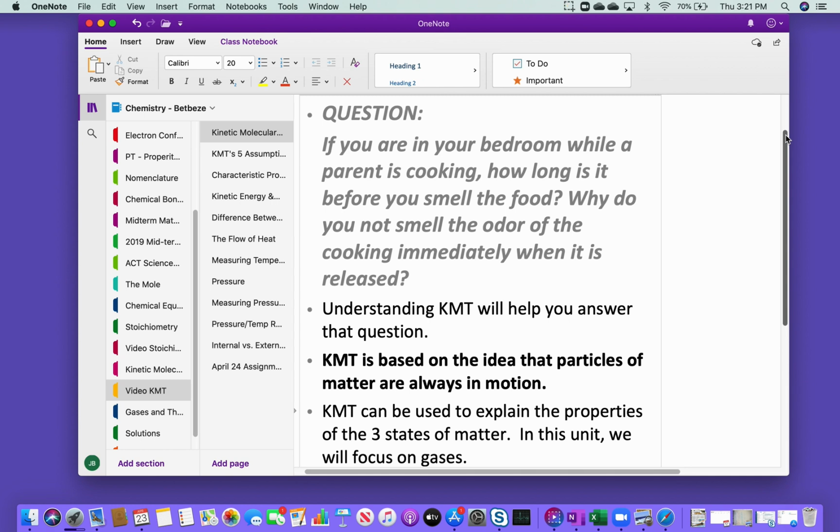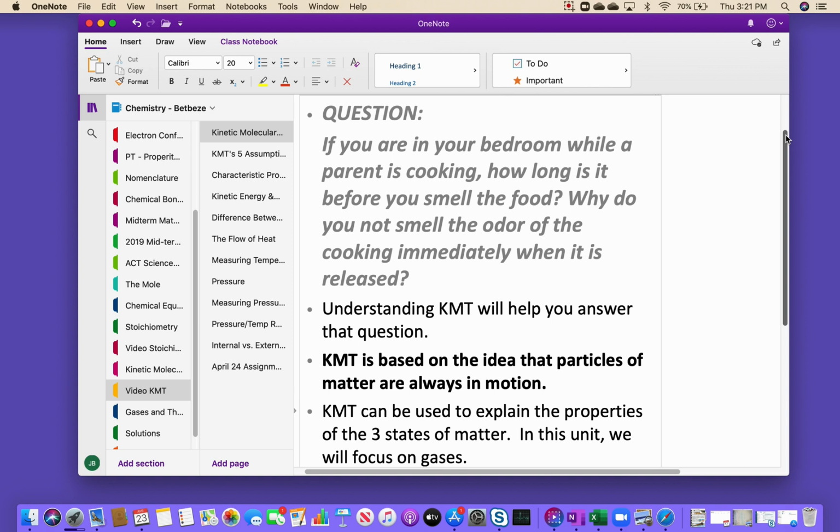So, if you're in your bedroom and you have one of your parents cooking dinner, how long does it take before you smell the food? And why don't you smell the food immediately as it's being cooked? And for those of y'all who maybe are upstairs, clear on the other side of the house from the kitchen, it takes a lot longer for you to get the smell of the food being cooked. So we know that gases, that's what we're talking about here, they do travel, and that the more space that they have to move in, the longer it can take before you smell that odor.